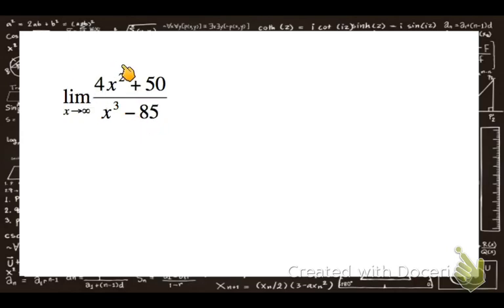L'Hopital's rule also works here, however. If you plug in infinity, you're going to get infinity over infinity, and that simplifies to 0 eventually after a few rounds of L'Hopital's rule as well.